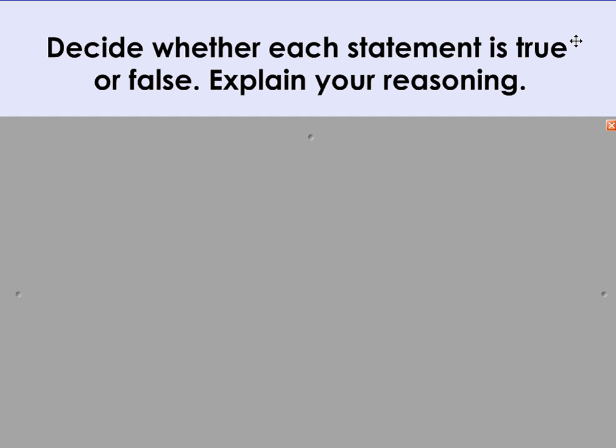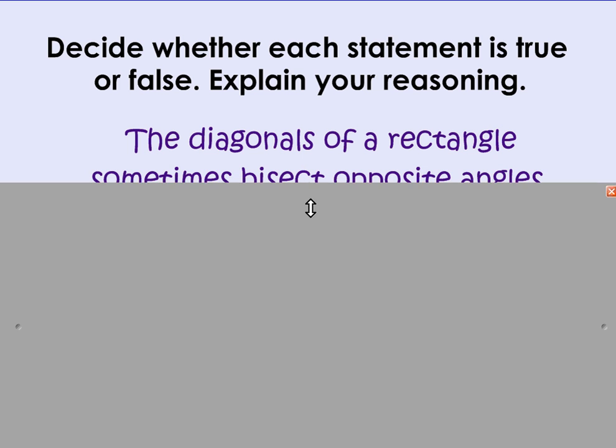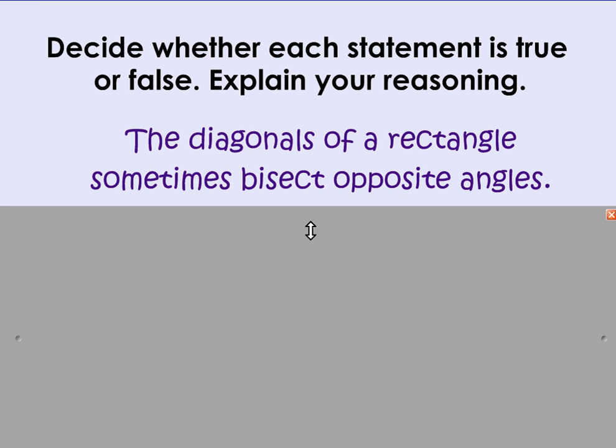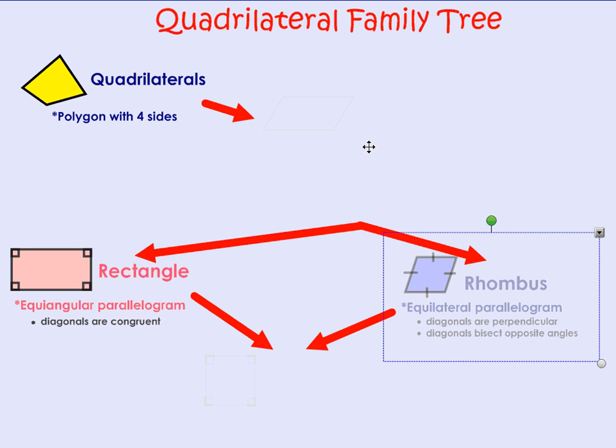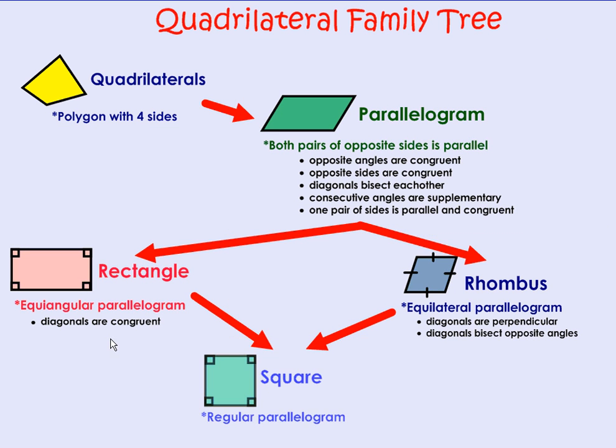For these next few examples, we're going to decide whether each statement is true or false, and we need to explain our reasoning. The first statement is: the diagonals of a rectangle sometimes bisect opposite angles. And this chart we're going to refer to. Bringing these back, we see that diagonals are congruent in a rectangle, but diagonals that bisect opposite angles is a property of a rhombus.